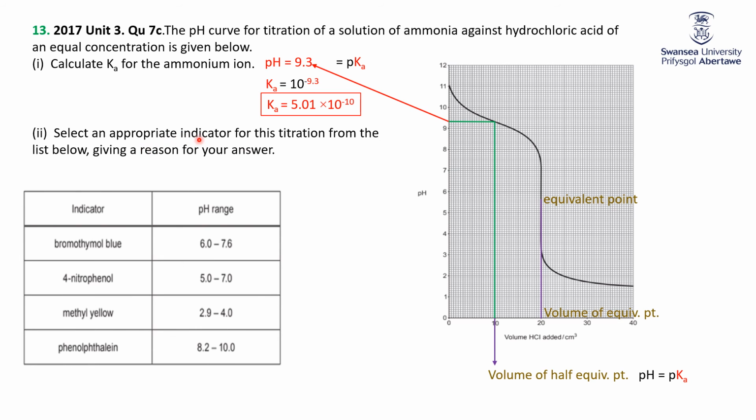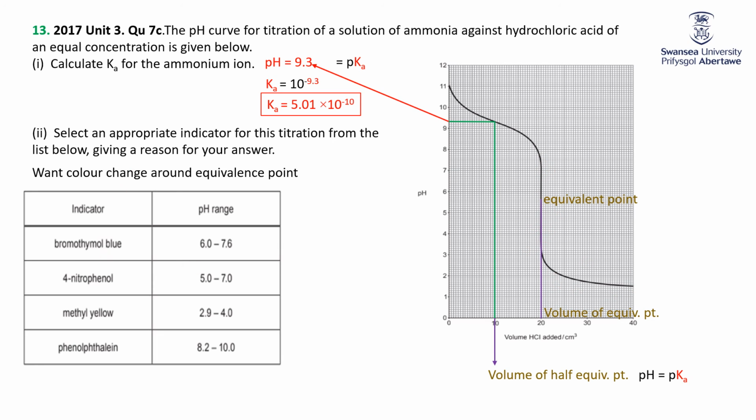Now we want to pick an appropriate indicator for the titration from the list below. Well, you want the indicator to change color around the equivalence point, so that the color of the solution is one color up here and then another color down there. So the change needs to be here.